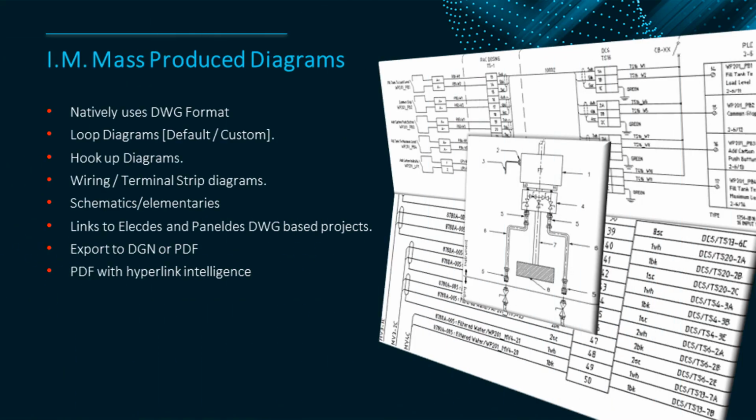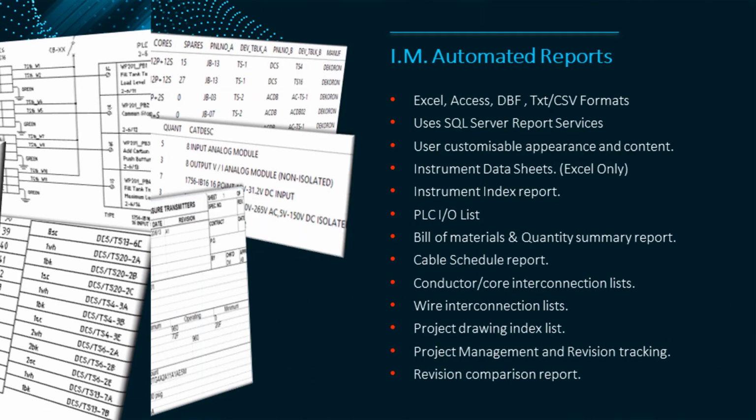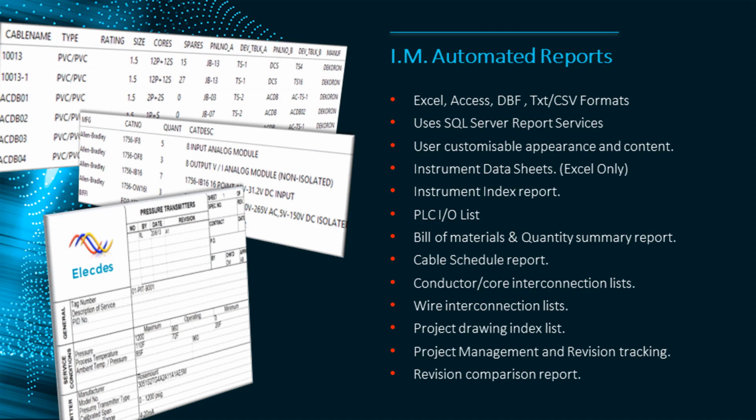Instrument Manager can mass produce the following diagrams, all in DWG format: loop diagrams, hookup diagrams, wiring diagrams, terminal strip diagrams, schematics, elementaries, I/O card diagrams. Instrument Manager can produce a number of automated reports including bill of materials, conductor schedules and an instrument index. I will provide more detail on these reports later in the demo.